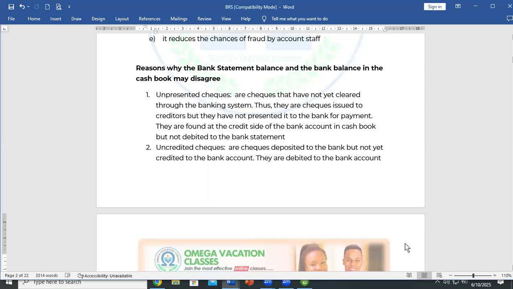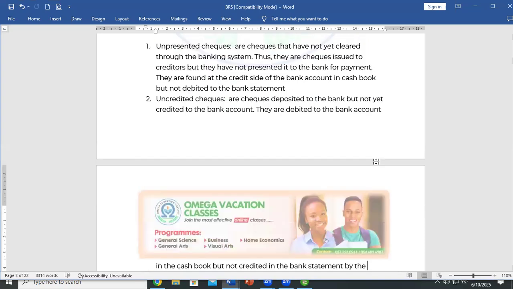Uncredited checks are checks deposited to the bank but not yet credited to the bank account. They are debited to the bank account. Thank you.